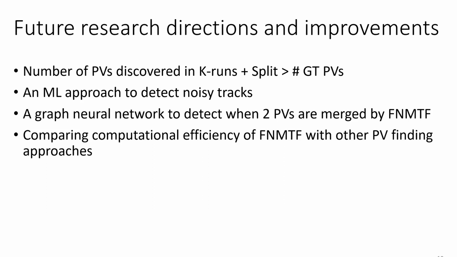Also, you could try to come up with a graph neural network based algorithm to replace the hyperparameters that are being used by Cairns plus Split. In the step where the output of Cairns is fed into basic FMTF, we use hyperparameters to determine whether it is actually finding two PVs or not. Instead, you could just use a graph neural network, which would take in the whole block as input and give you a label saying there are two PVs merged, or there's only one PV here. This might help eliminate some bias that is introduced because of the hyperparameters.